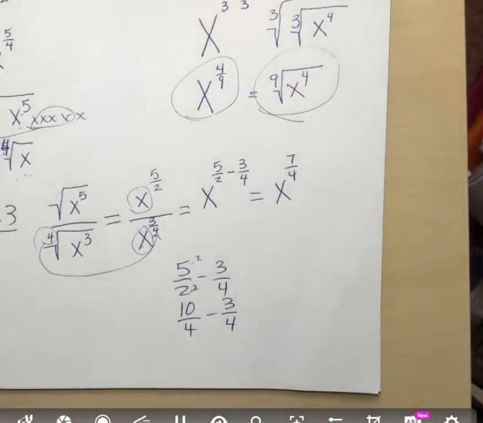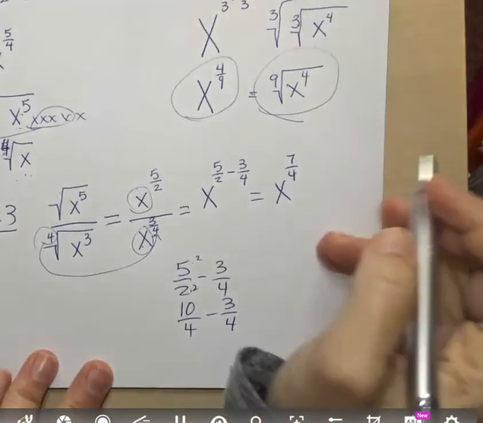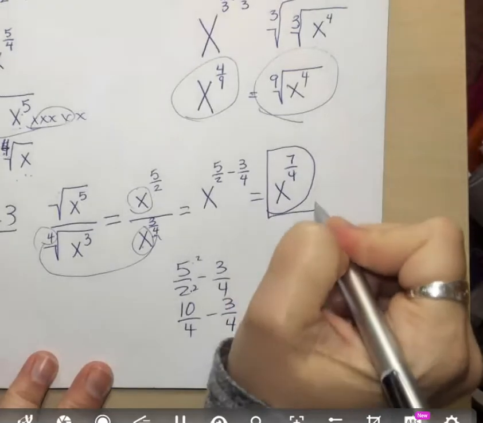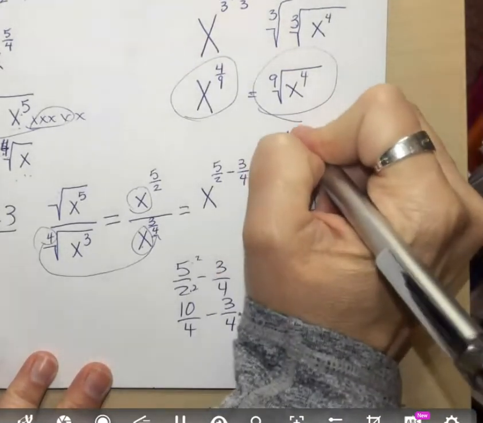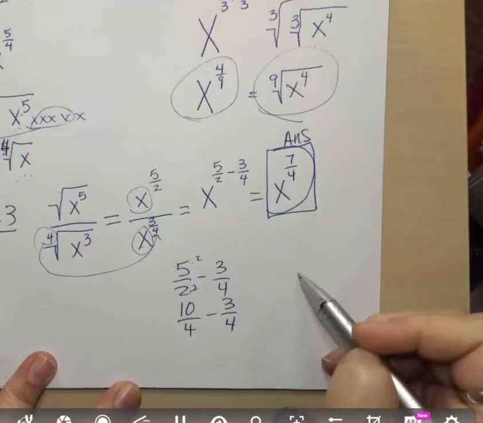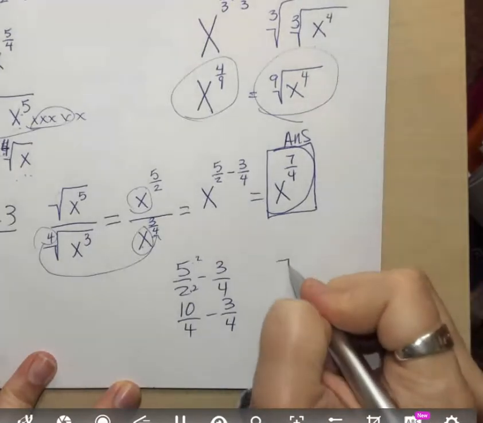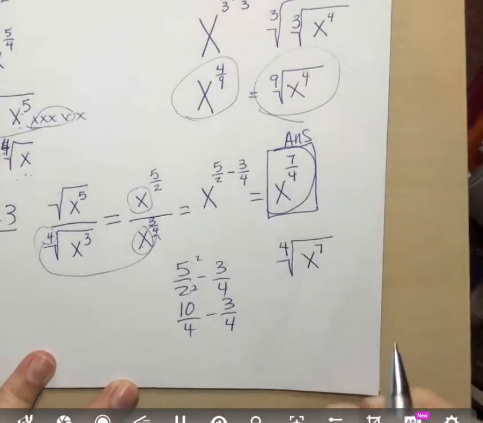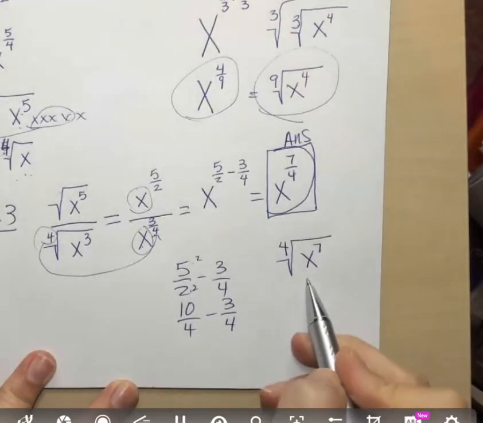All right, so x to the 7/4. That 7/4 is positive, so it's just going to stay up top in our numerator. So it could be written like this. This could be our answer. There's one way to write it. If I want to write it in radical form, that answer would look like the 4th root of x to the 7th, but that's not most reduced.